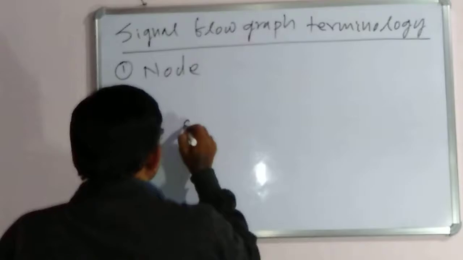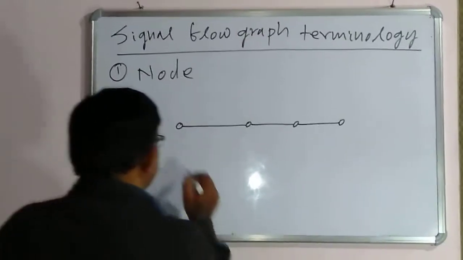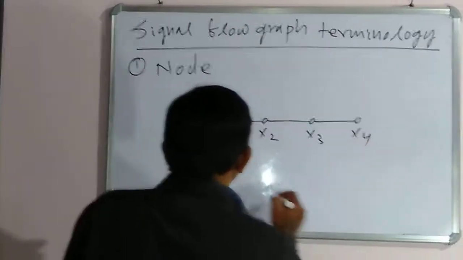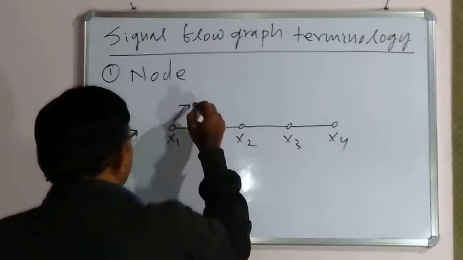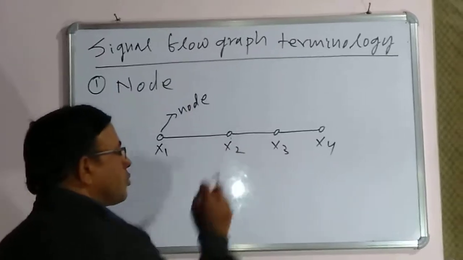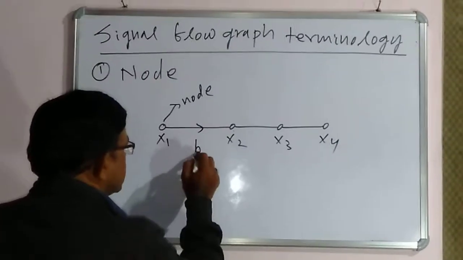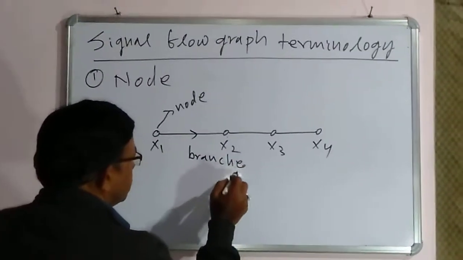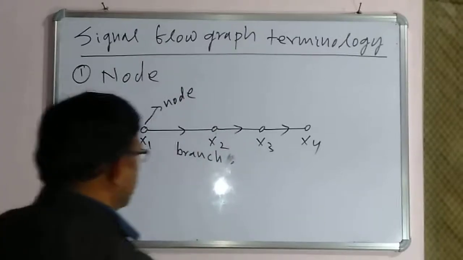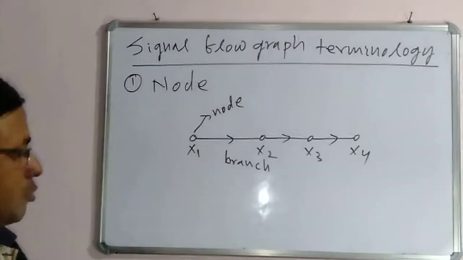So let us draw a signal flow graph. This is one signal flow graph, and let us assume that there are x1, x2, x3, x4, and this is one node. This is also another node, x2, x3, x4. There are four nodes here, and these are called branches. This is another branch, this is another branch. So generally, what is called a node?